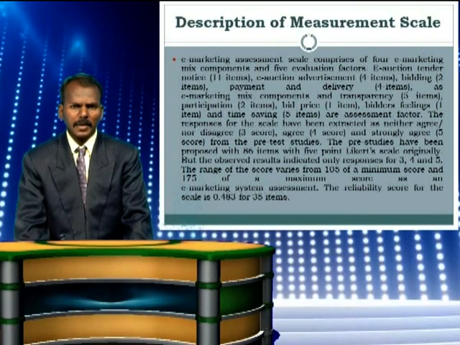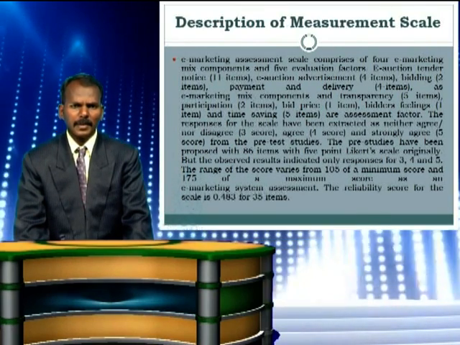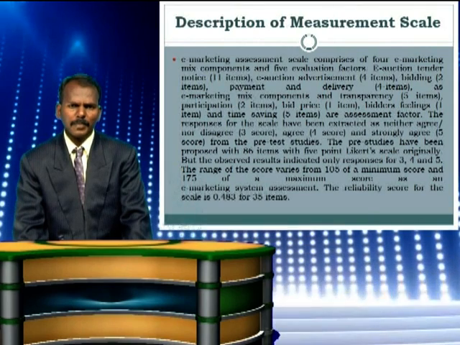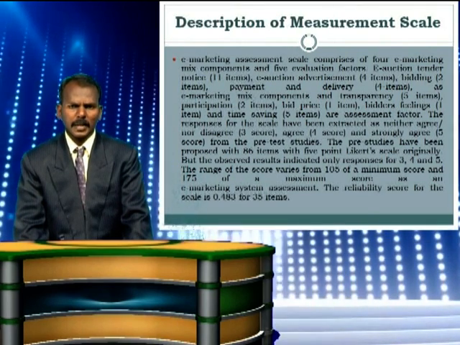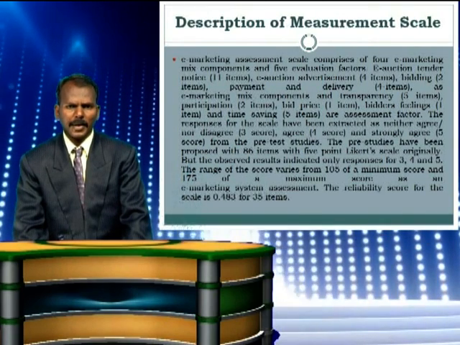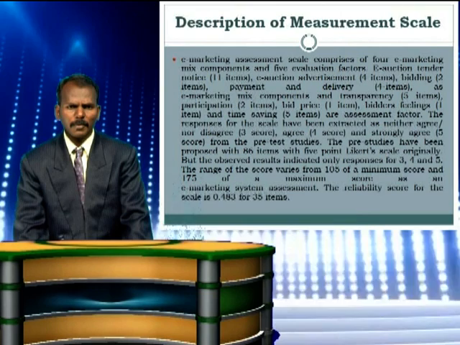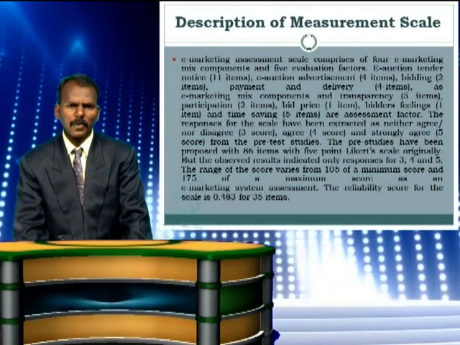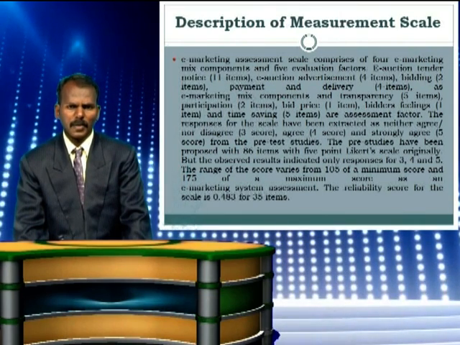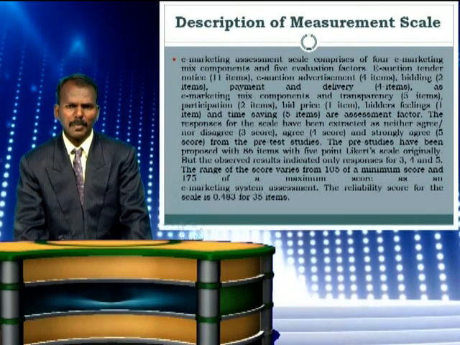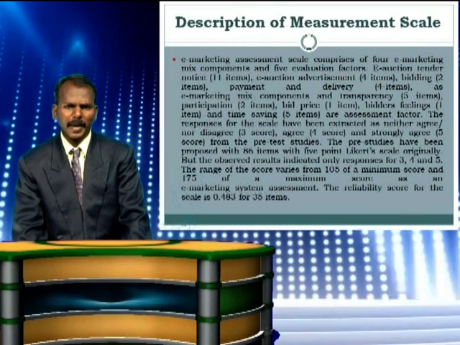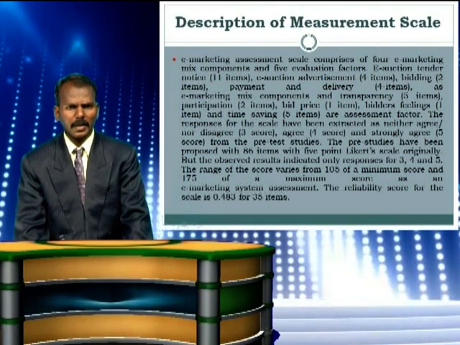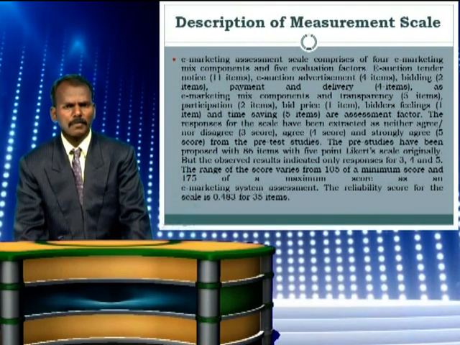The responses for the scale were neither agree nor disagree as 3, agree as 4 and strongly agree as 5, from the pre-test study. The pre-test was originally proposed with 86 items on a 5-point Likert scale, but the observed results indicated only responses of 3, 4 and 5. The score ranges from a minimum of 105 to a maximum of 175 for the e-marketing system assessment. The reliability score of the scale is 0.483 for 35 items.